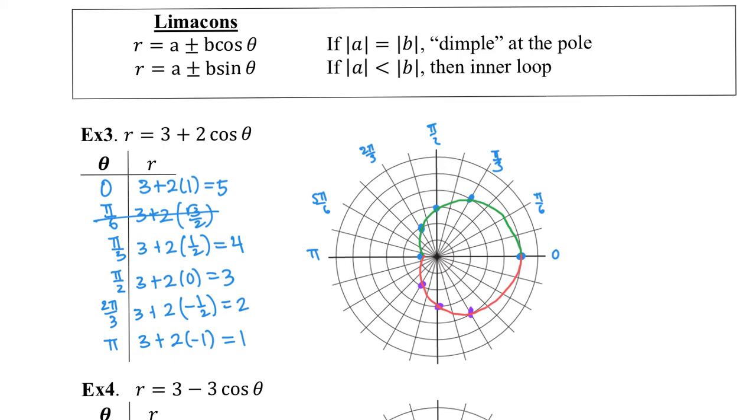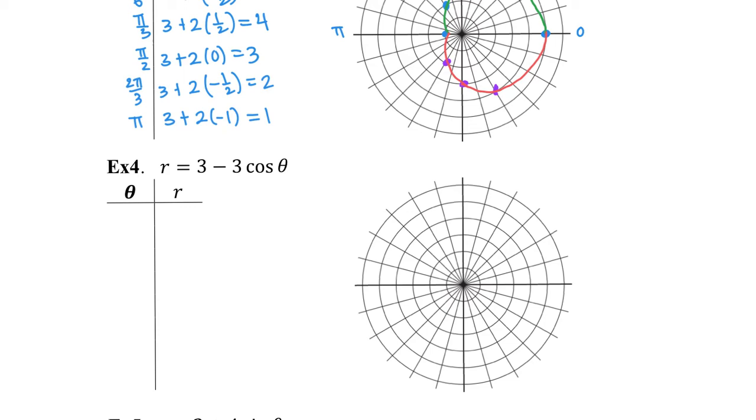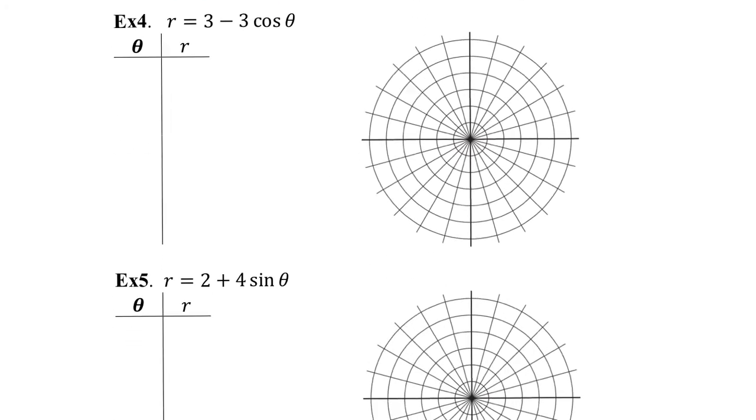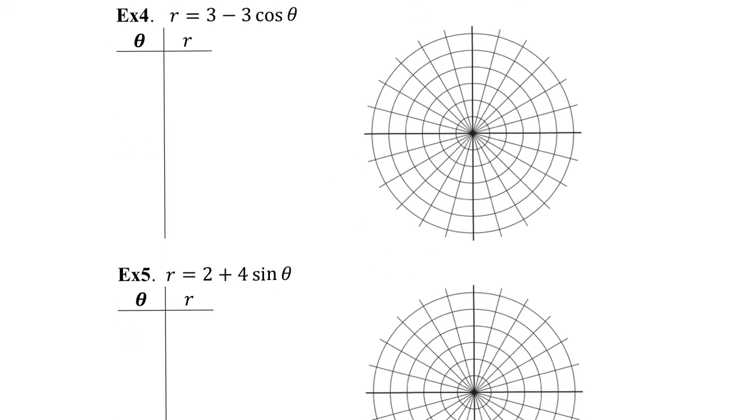Okay, let's do another cosine one so you can see the different options here. So this is r equals 3 minus 3 cosine theta. First thing I'm going to do is look at it. It's a cosine theta, so it's going to be symmetric to theta equals 0. So I'm going to start with 0 and plug in through pi so I can get half of the graph done nicely.